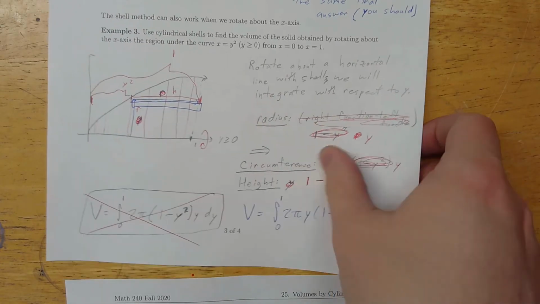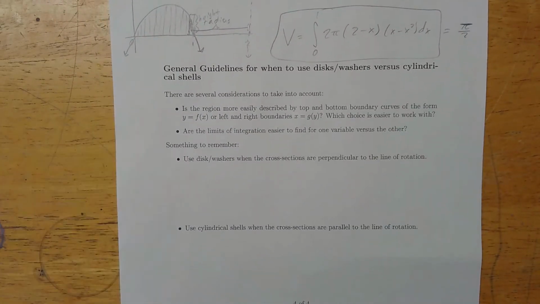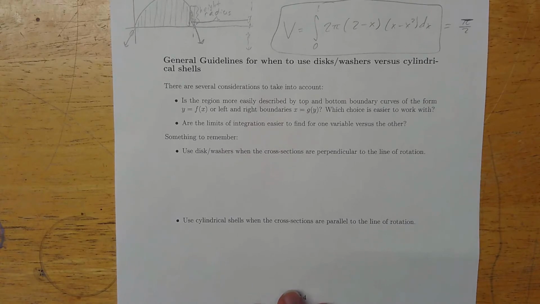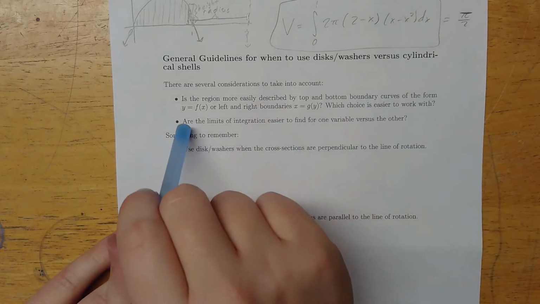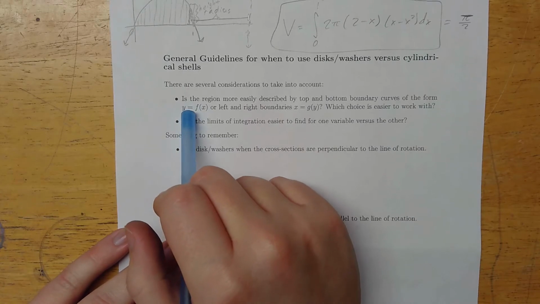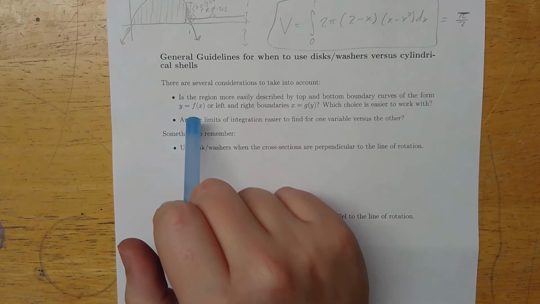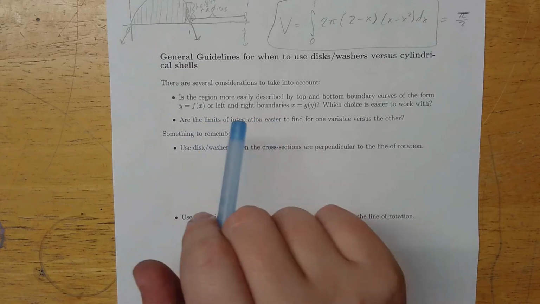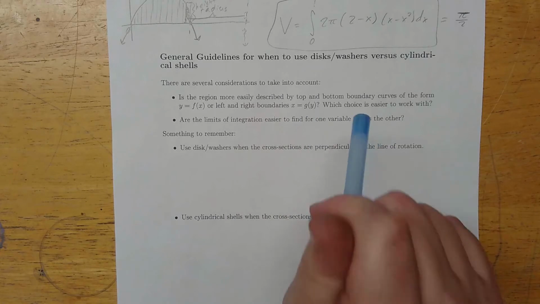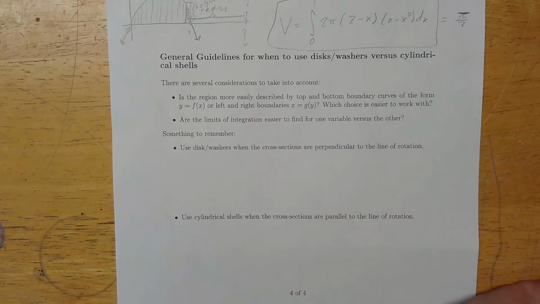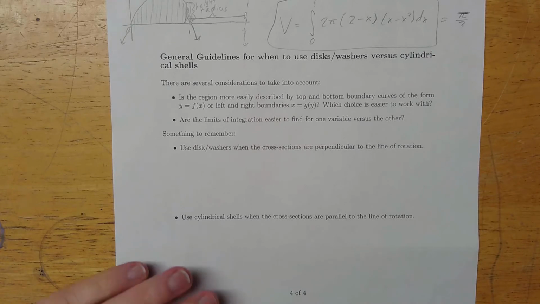Alright, so all this leads us to, we've got all these different methods for finding volumes. How do we know which one to use when? Well, there are a couple of guidelines we can use, a couple of things we want to take into account. First, is the region more easily described by some top and bottom boundary curves, y equals f of x, or left and right boundaries, x equals g of y? Which choice is easier to work with? We also want to know, are the limits of integration easier to find for one variable versus the other?